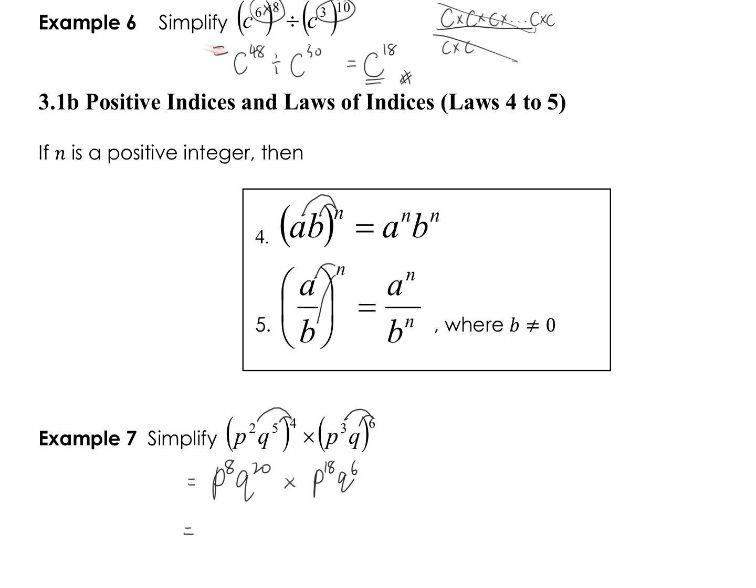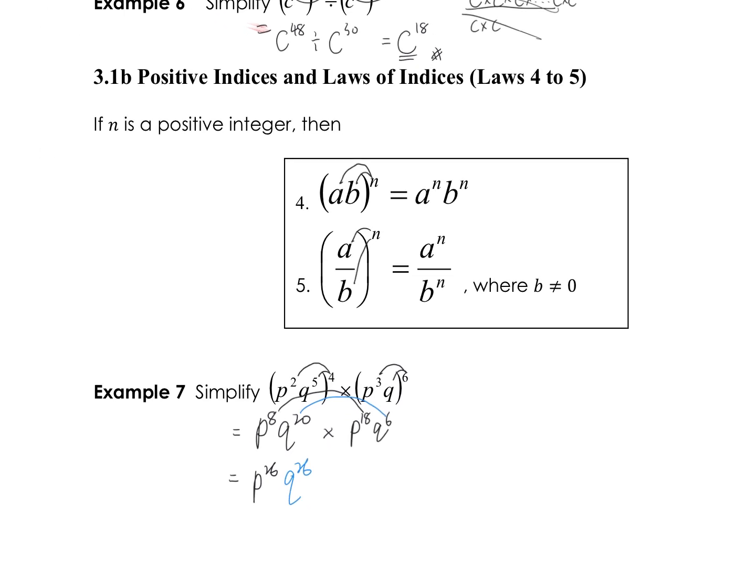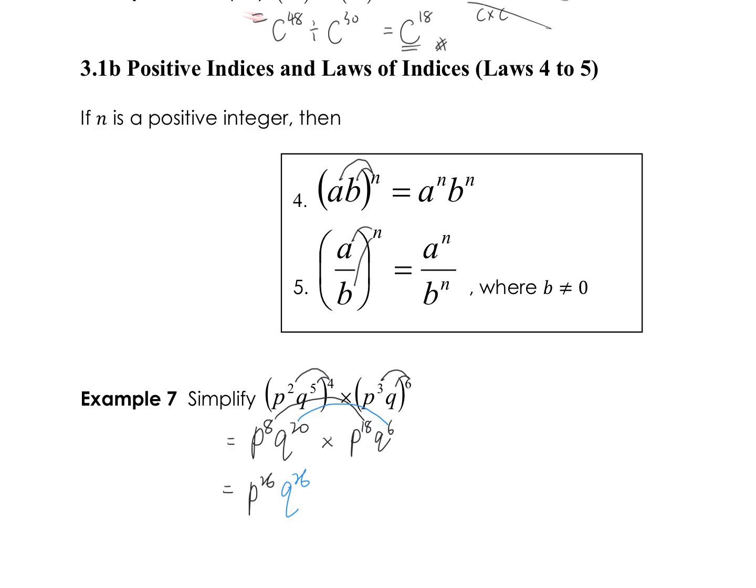Now it's multiply. What do you do to these two powers? You add. So it's 26. Same thing for this. Q 26. So it's just all the rules. Have it at the back of your mind. Not difficult, right? Easier said than done.